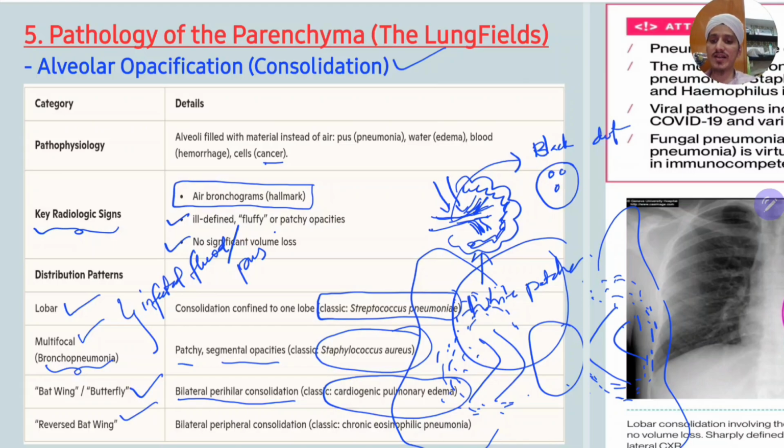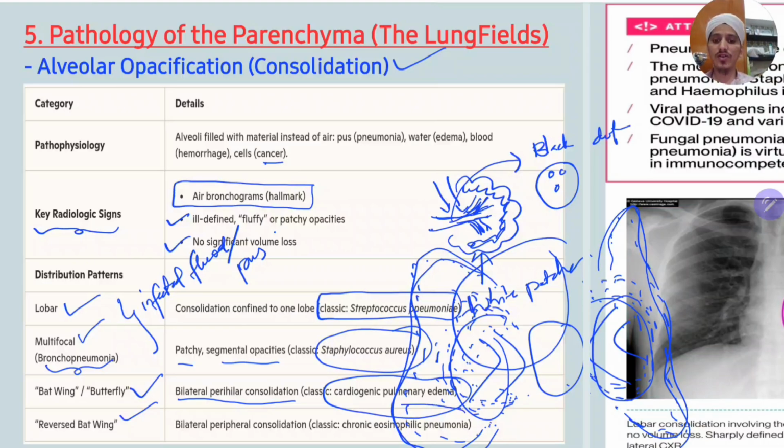One more thing, the reverse batwing appearance. This is opposite to that. Here you see batwing perihilar opacities, consolidation. But in reverse batwing you have consolidation in the periphery. In the center you will not have any consolidation, but in the peripheries of the lungs you will have the consolidation. That you see in chronic eosinophilic pneumonia, which is a rare type of pneumonia found in parasitic infestations. So we call it the reverse batwing appearance.